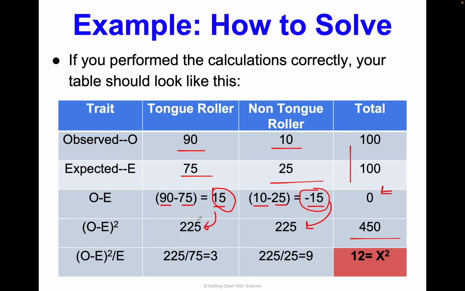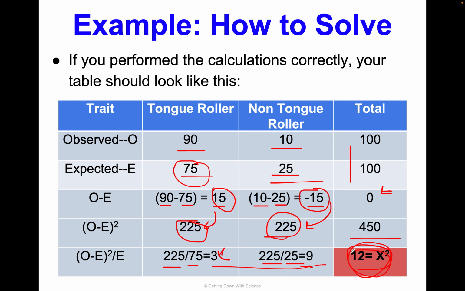Finally, we're going to take this number and divide it by our expected result. So 225 divided by 75 is 3. 225 divided by 25, because again, we're taking our value here and dividing it by our expected. That comes out to 9. When we total that up, our x squared value is 12. Do you guys see how we did that? It's sort of filling out each row and then filling in the following row. Going down and then across to total it all up.